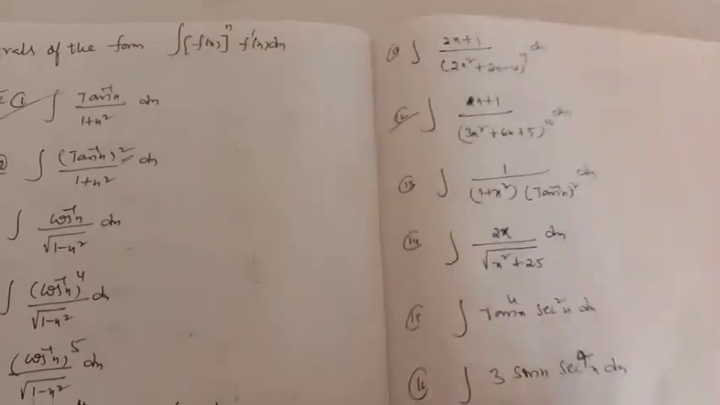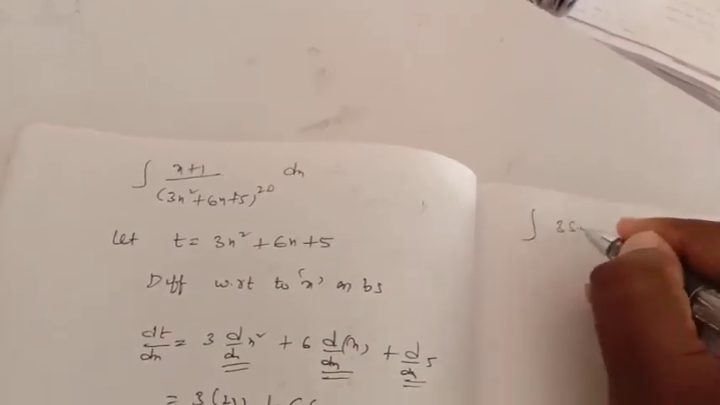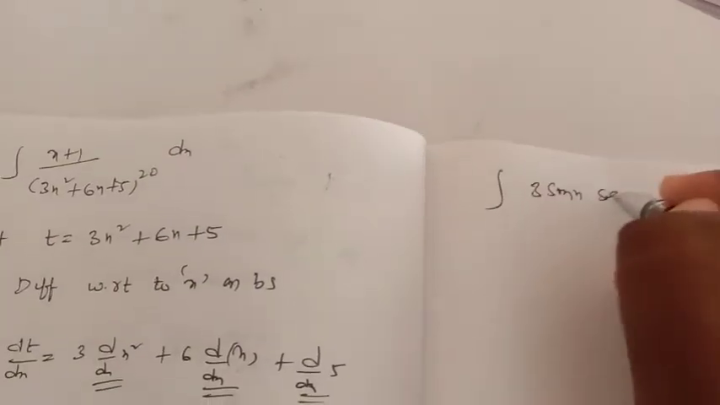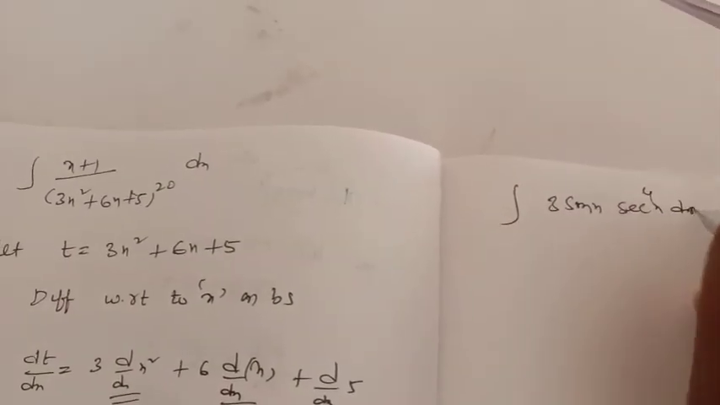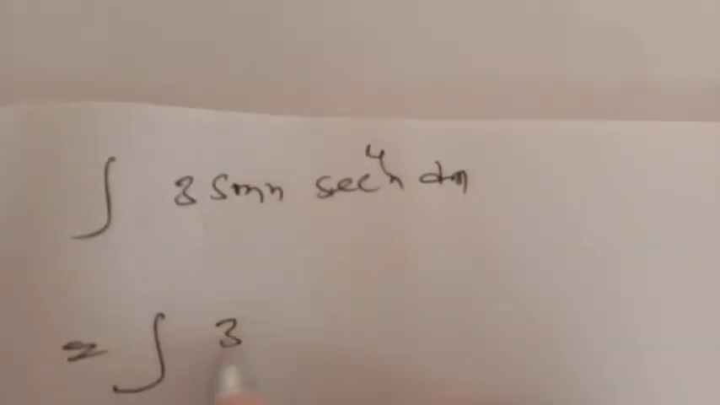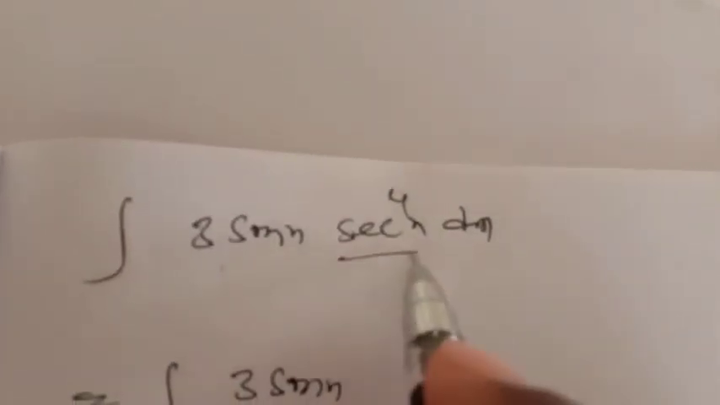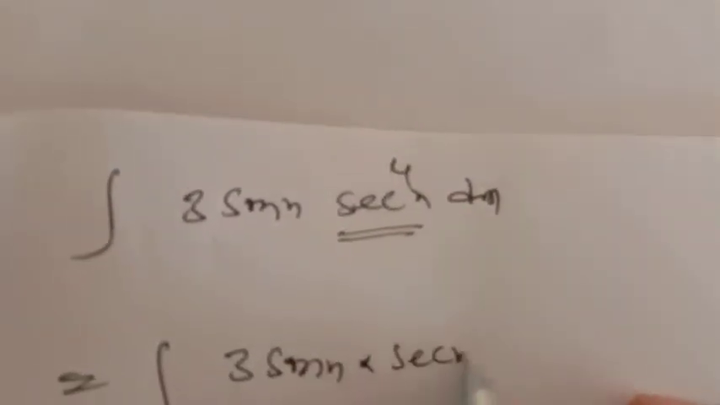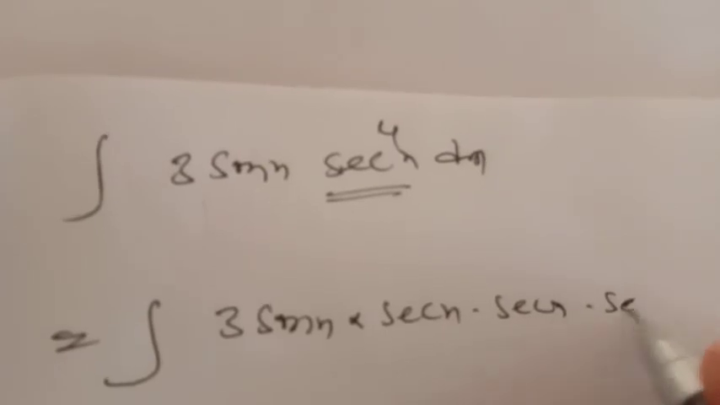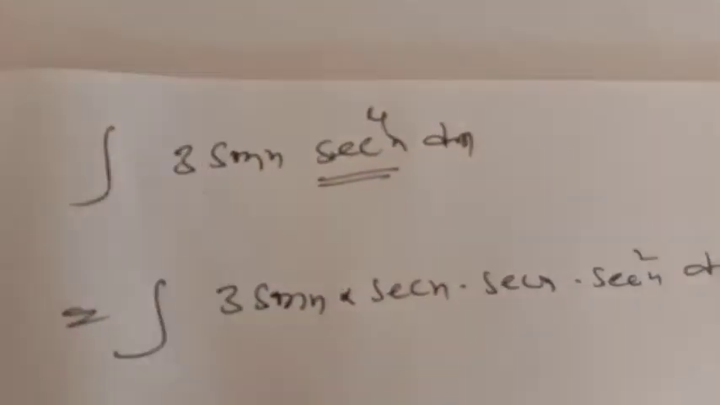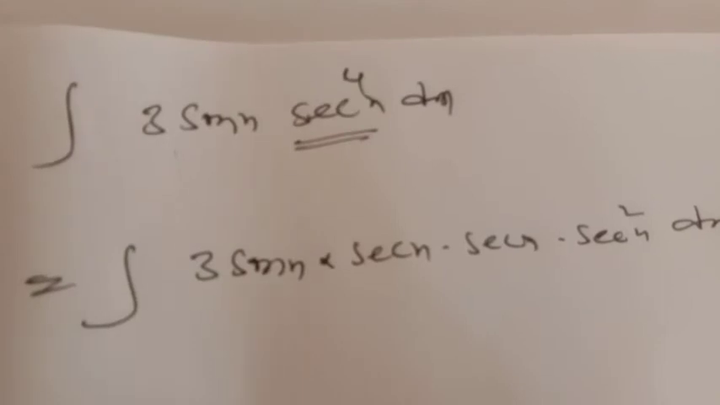And next problem, and last problem, integral 3 sin x into sec power 4x into dx, that equal to 3 sin x into sec power 4x can be written as sec x into sec x into sec square x dx, that equal to 3 into sin x.